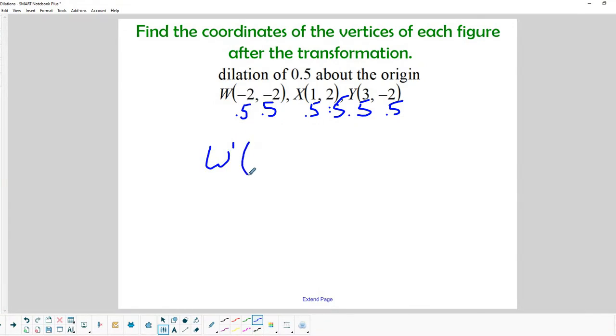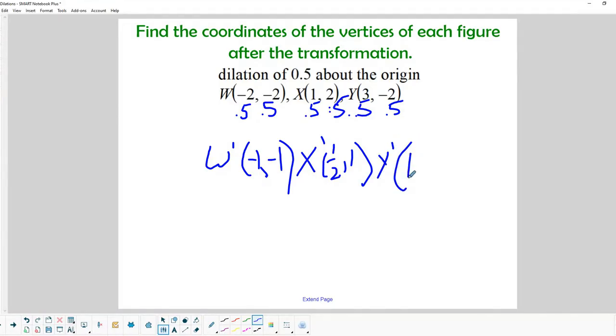Or 1/2 of 2 is 1. 1/2 of -2 is -1. 1/2 of 1 is 1/2. 1/2 of 2 is 1. And then 0.5 times 3 would be, for y prime, 1.5. So half of 3 is 1.5. And half of -2 would be -1. And on this one, on the x value, x prime, I could have written it as 0.5, 1, right?